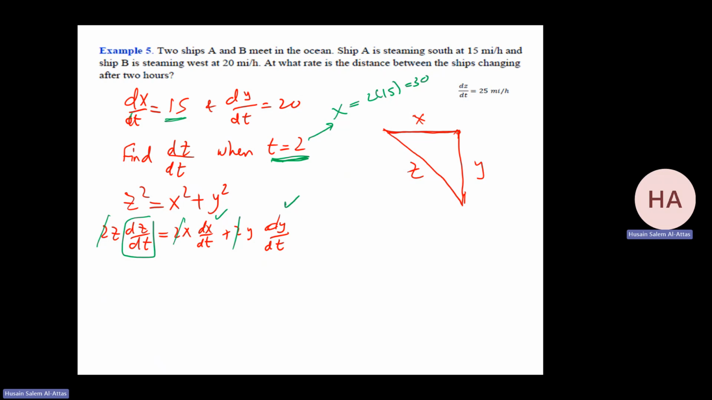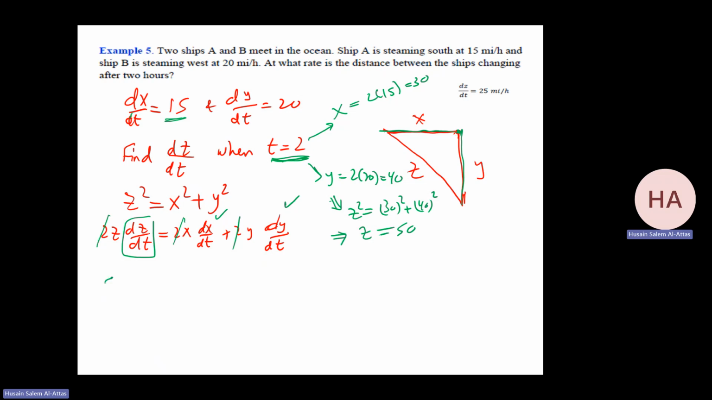Since this is t equals 0, this is my starting point. And y will be what? 2 times 20, which is 40. So after 2 hours, they will have gone 40 miles in this direction and 30 miles in this direction. Now I have x and y, so I can also get z. z squared equals 30 squared plus 40 squared, which is 2,500, the square root gives z equals 50. 3, 4, 5, this triangle.